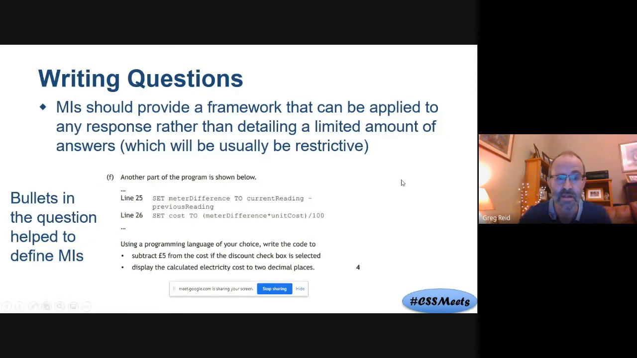So as I said earlier on, marking instructions should provide a framework that can be applied to any response, rather than detailing a limited amount of answers, which will usually be restrictive. And the one thing to remember, and an email that I get fairly regularly at SQA is, is this answer okay? Marking instructions are not definitive, and we teach that to our markers that mark the exams every year. If you see another answer that is correct, but it's not in the marking instruction, it is a correct answer, and therefore you give it marks.